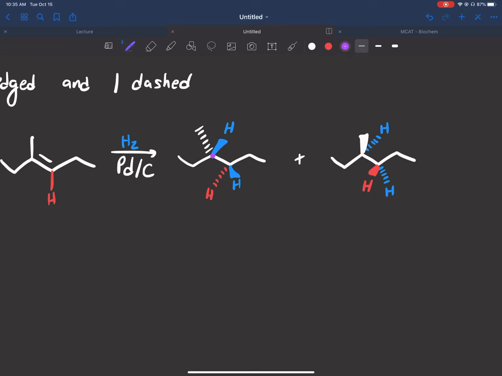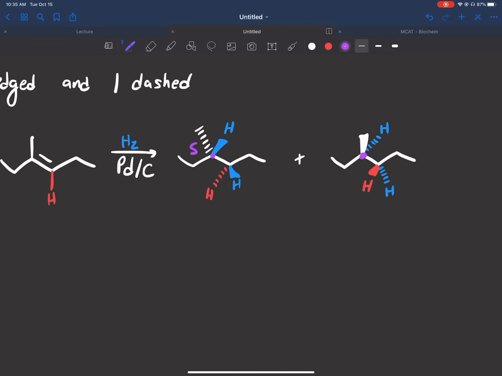So let's remember our priority, right? What's going to take priority is going to be this chain as number 1, number 2, 3, 4. Cross out our group 4. Draw your arc from 1 to 2 to 3. It looks clockwise, which would be R, but because our lowest priority group is wedged, we reverse that. So that's going to be S. Let me just erase this for more room.